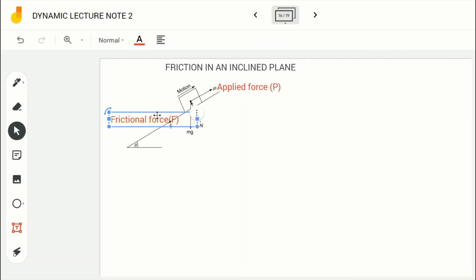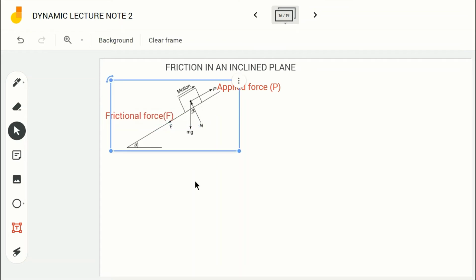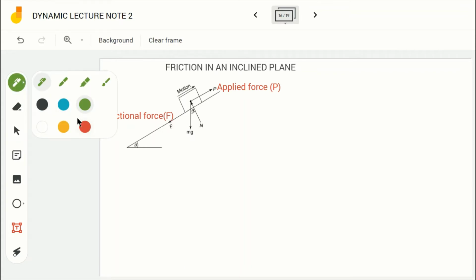In this case, we have 3 forces or 4 forces. We have the applied force, we have the frictional force, then we have an inclined force, mg, and we have the normal force acting up. Now, this force is inclined, so we have to resolve this force before we can attempt this question. So I will have to draw a sketch and see how I can resolve this figure.